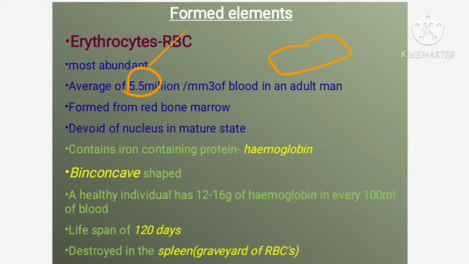Now where is this RBC formed? It is formed in the red bone marrow. You know what a bone marrow is, isn't it? So inside the bone there is a cavity, and inside that cavity the fluid helps in the secretion of this RBC.